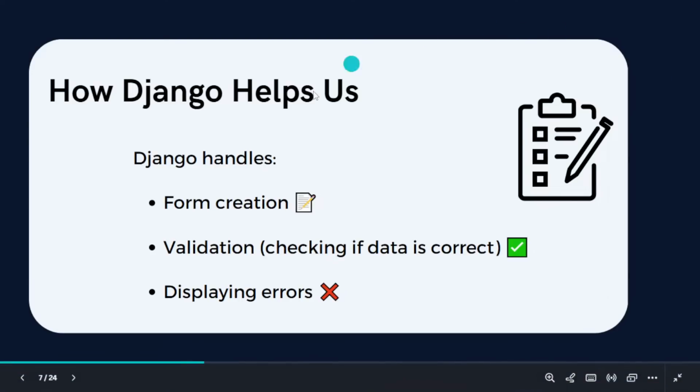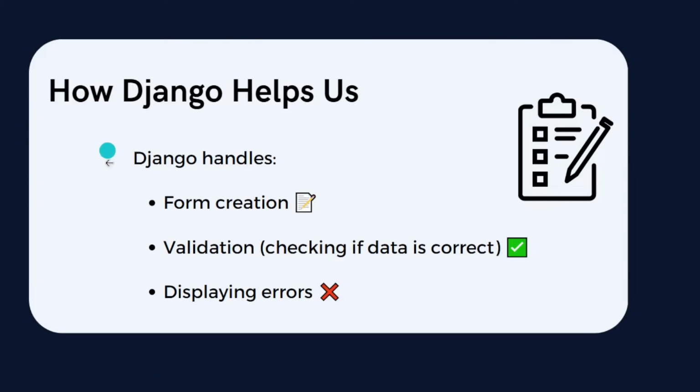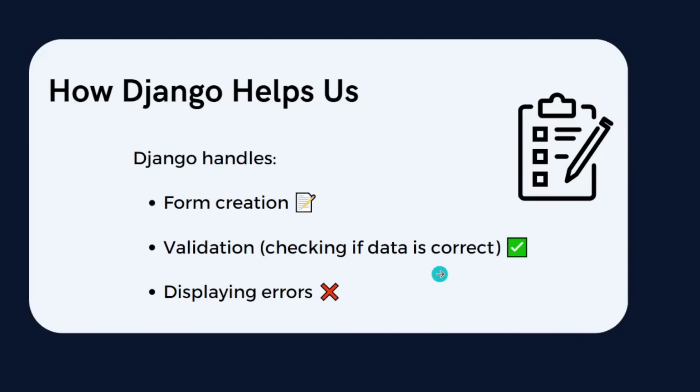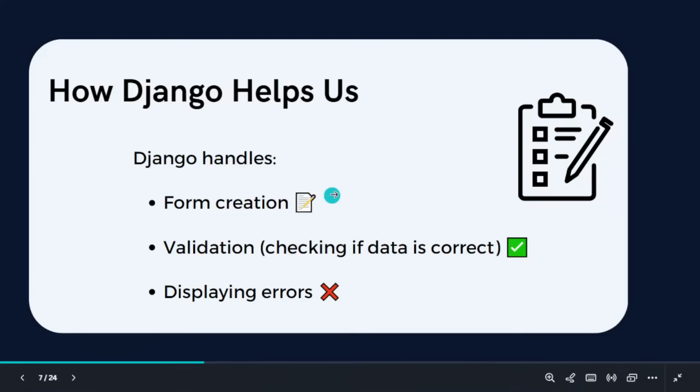What are the things Django provides to help us? Form creation and validation. Validation is just checking whether the data is correct or not. And displaying errors. So: form creation, validation, and displaying errors.